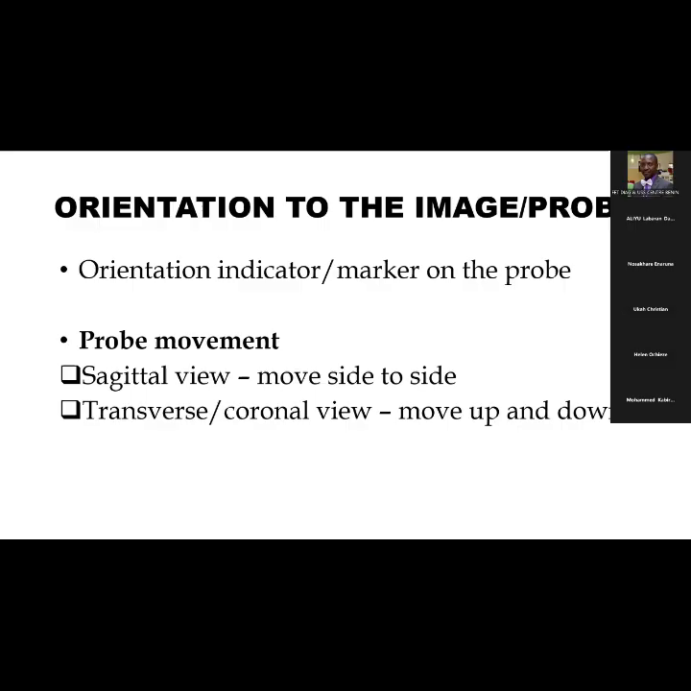So if you display sagittal view of any organ, in moving to examine it further, your movement should be from side to side. Whereas if you are showing a transverse coronal view, you should ideally move up and down in terms of how you move your probe to be able to get more of the image.